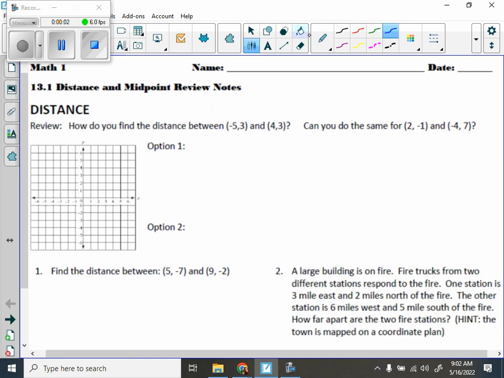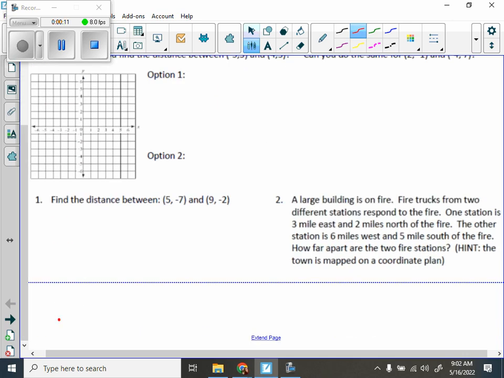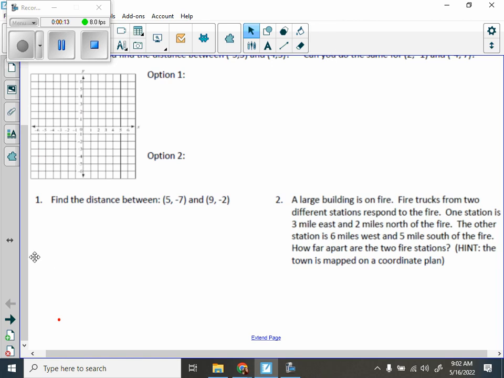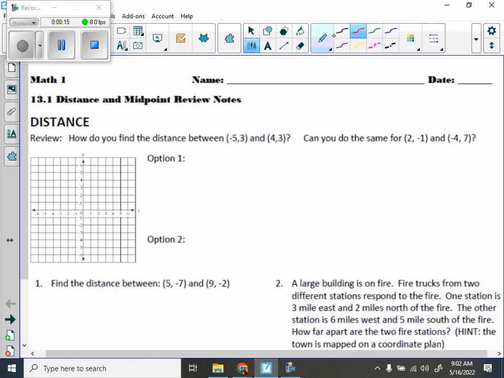Okay, so reviewing distance and midpoint. Remember, distance, we learned using Desmos. But I am going to remind you of why we get to use Desmos, because technology is great. But here, look, plot these 2 points, -5, 3, and 4, 3. Put them on the graph. -5, 3, and then 4, 3.